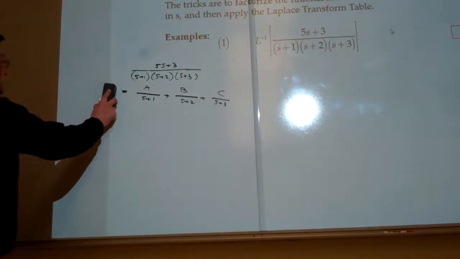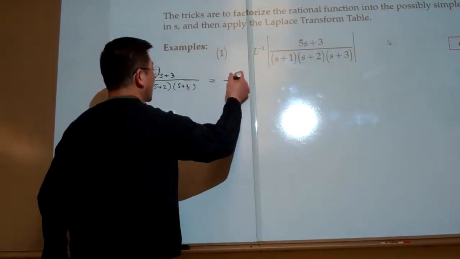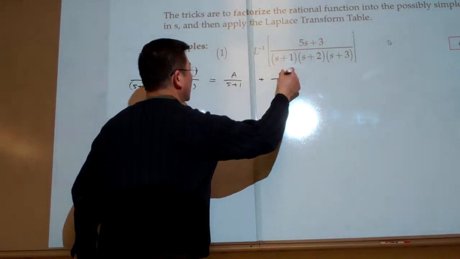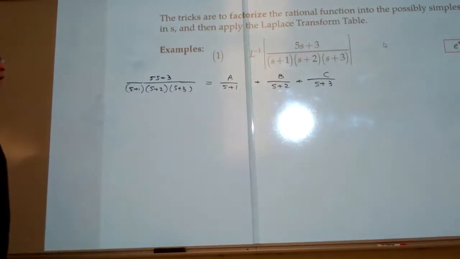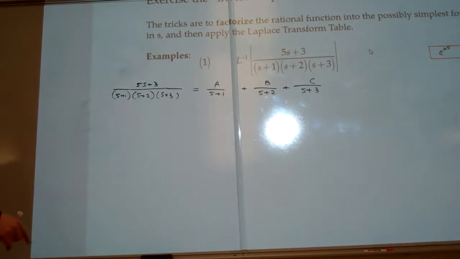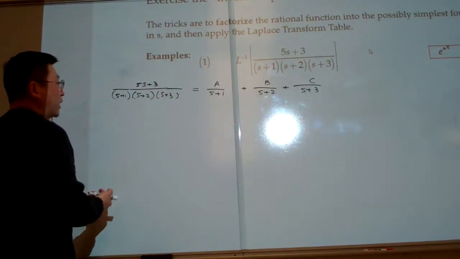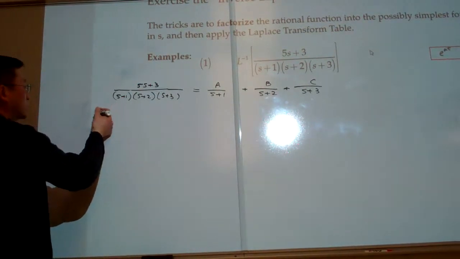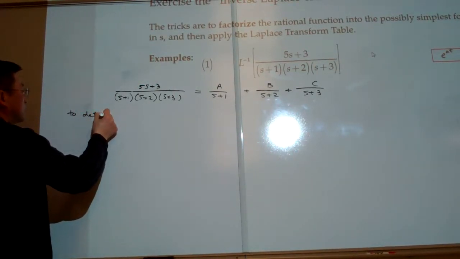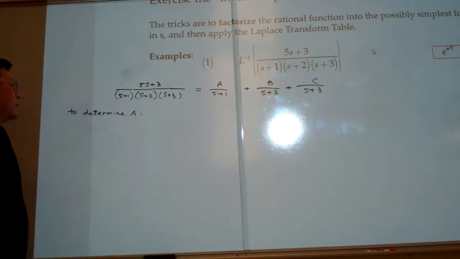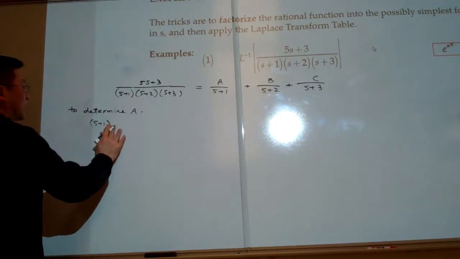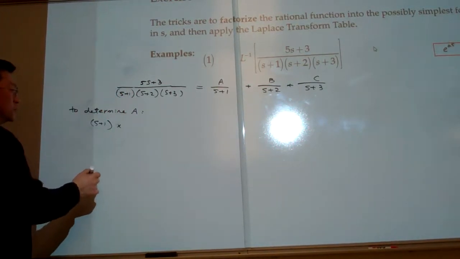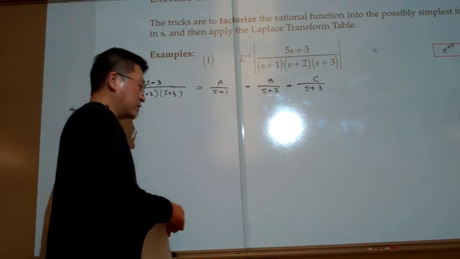I think the better arrangement is this, because that one allows us to see this clearly. To determine A, B, C, let me give the thinking first, and then I'm going to write up the equations. For A, how to calculate A? What we do is simply multiply by s plus 1 on both sides of these equations.